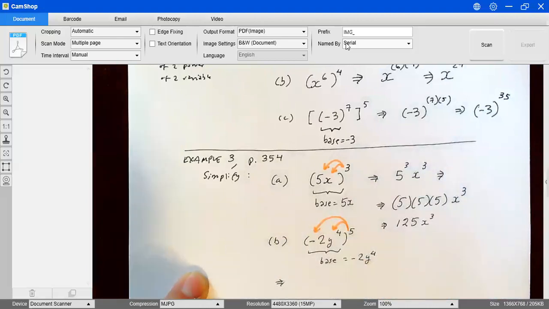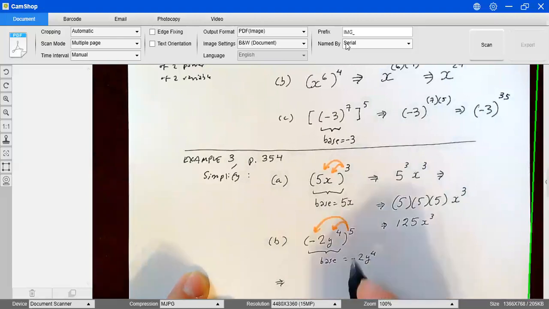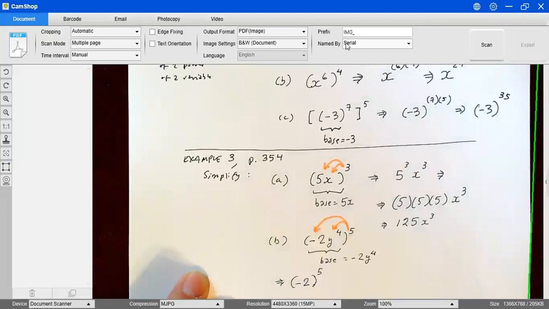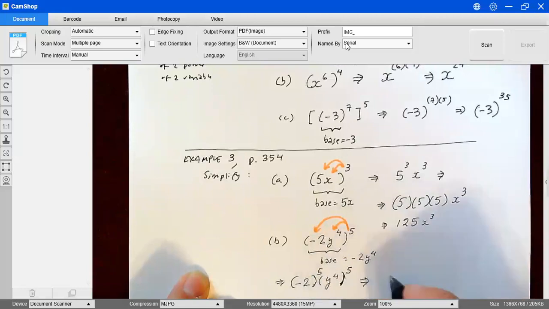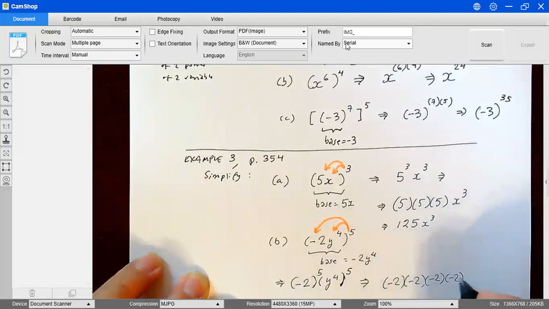So let's distribute the exponent. The first part is just -2, now to the 5th power. The other part of the base is y to the 4, also raised to the 5th power. So the numerical part is -2 times -2 times -2 times -2 times -2, 5 times, because the exponent is 5.